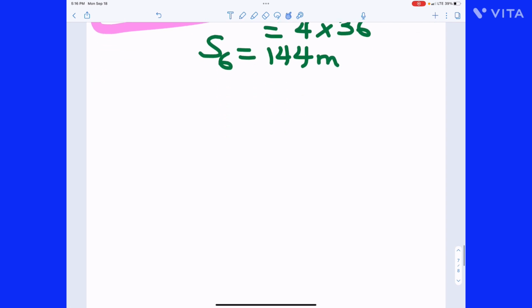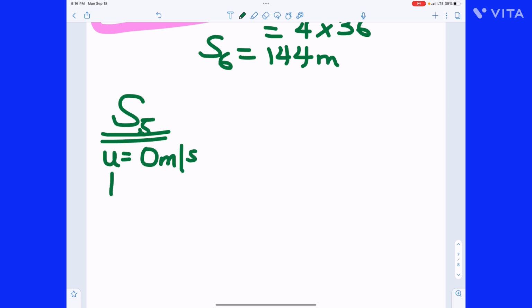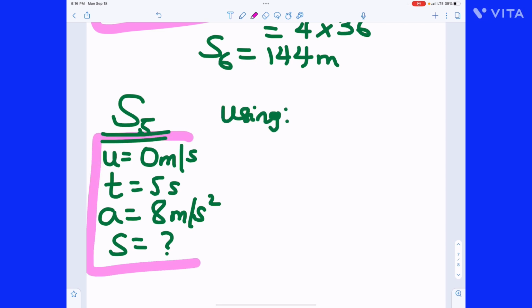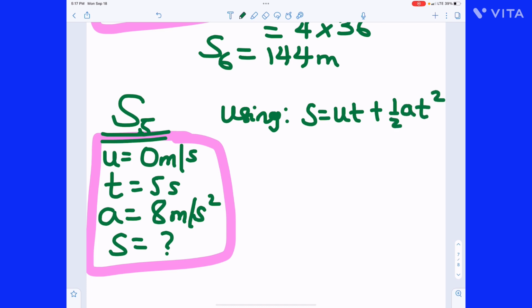Now, let's calculate the distance traveled in the first 5 seconds. This is the same thing. Initial velocity 0 meters per second. Time will now be 5 seconds. Acceleration is still the same, 8 meters per second squared. And we are looking for distance traveled in 5 seconds. We use the same formula connecting U, A, T, and S.